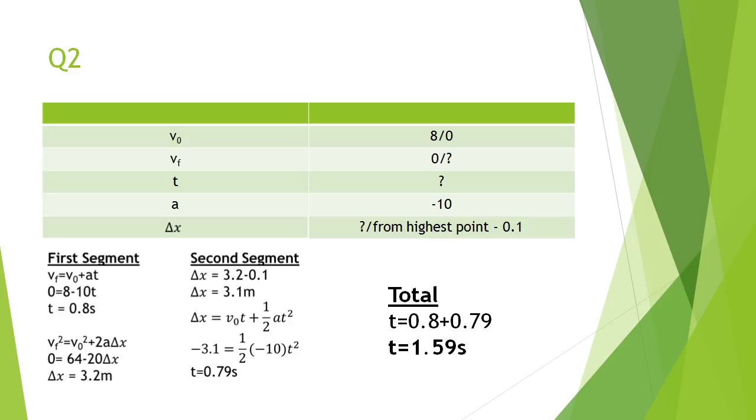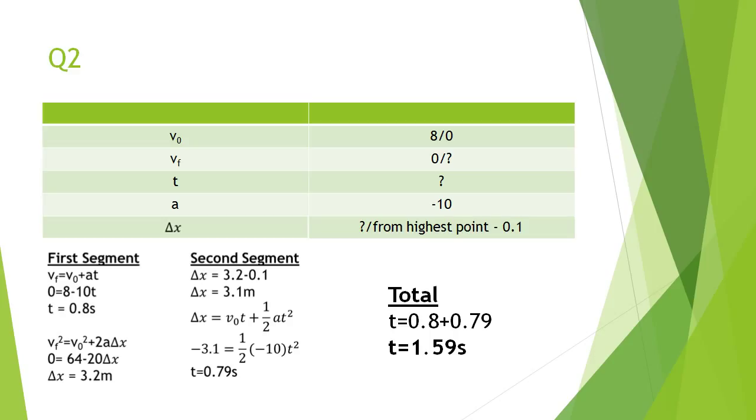Now for the second segment, we know that the initial velocity will be 0. We don't know what the final velocity is. We don't know what the time is. We've got the acceleration, which is minus 10. And we have not a clue what delta x is. So we only have 2 variables for the second segment, and we have 3 variables for the first segment.